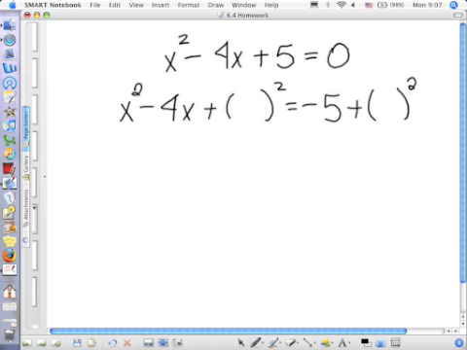2. Okay? What does this, Luke, factor to give me? x minus 2. Very good. Squared. Equals, and on the other side I have negative 5 plus 4, which is negative 1. Okay? What's the next step, Blake?